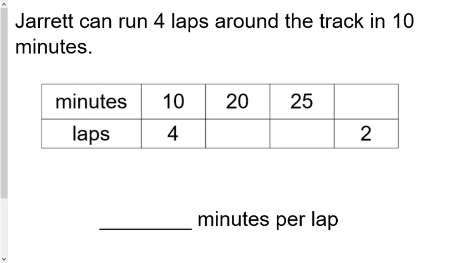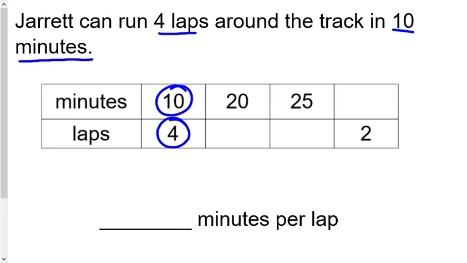If we look at the situation that says Jarrett can run 4 laps around the track in 10 minutes, we could show that as a chart, a ratio table that looks like the one that I've written, the ratio of minutes to laps. And when I look at that, I can see that it takes him 10 minutes to run 4 laps, just like it says in my problem. He can run 4 laps in 10 minutes.